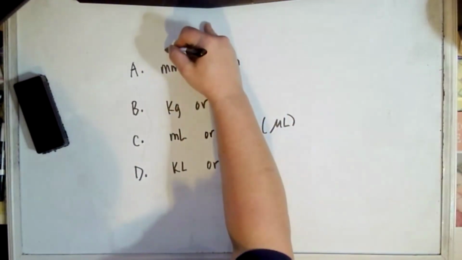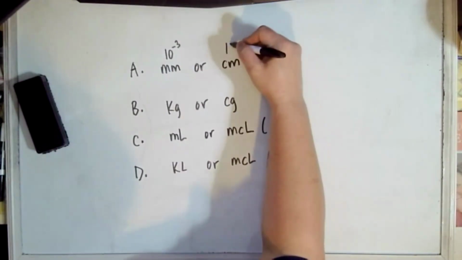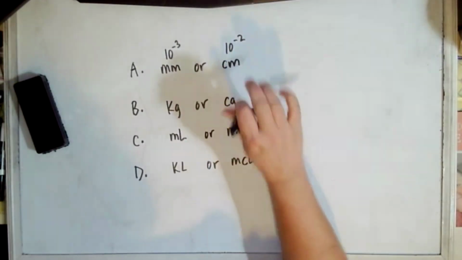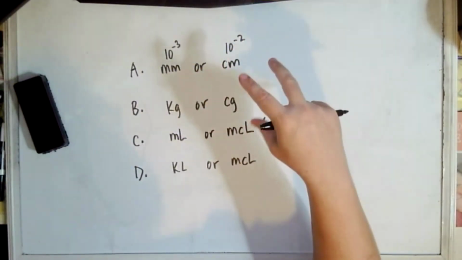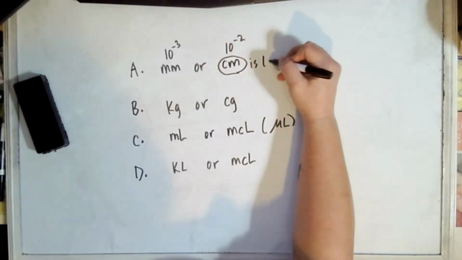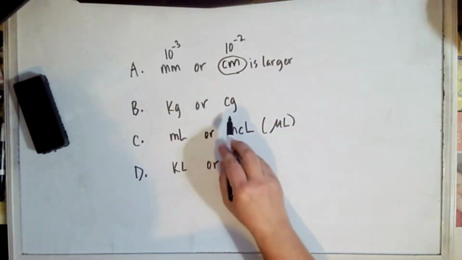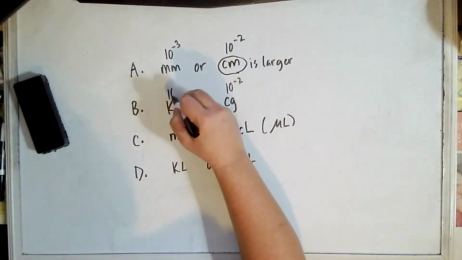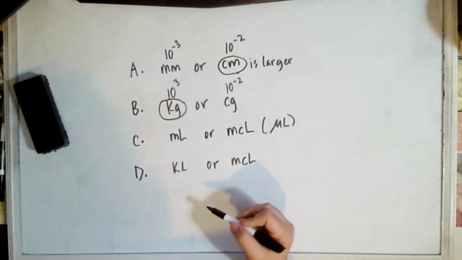So with milli and centi, the exponent for milli is 10 to the negative 3. The exponent for centi is 10 to the negative 2. When you're comparing negative exponents, the smaller the number, the larger the value. So our centimeter value is larger. For kilogram or centigram, centi is 10 to the negative 2. Kilogram is 10 to the positive 3. So our kilo is definitely the larger one.